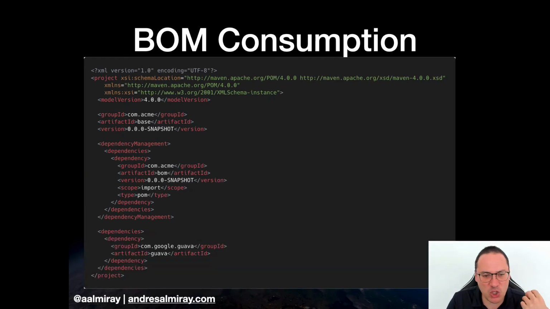And how we consume them is by putting, in the consumer, also inside the dependency management block, the group ID, artifact ID, and version. But notice that we also need two additional properties. We need a scope of type import and a type, which has to be POM. If that is not the case, then Maven will not resolve the dependencies properly. And then we can simply consume the dependency without a version.